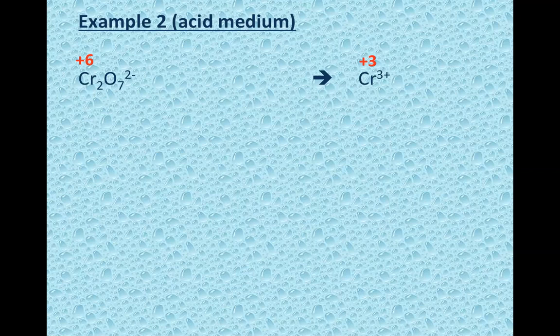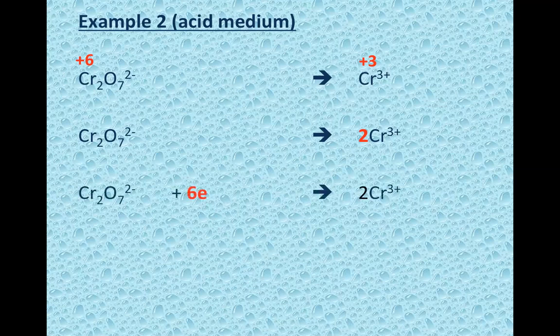If you look at the dichromate ion closely, there are 2 chromium atoms inside. So for step 1, you have to balance the atom that has been oxidized or reduced. In this case, chromium has been reduced, and 2 of it has been reduced. So we add a 2 to the chromium 3+, so that there are 2 chromium atoms on both sides of the equation.